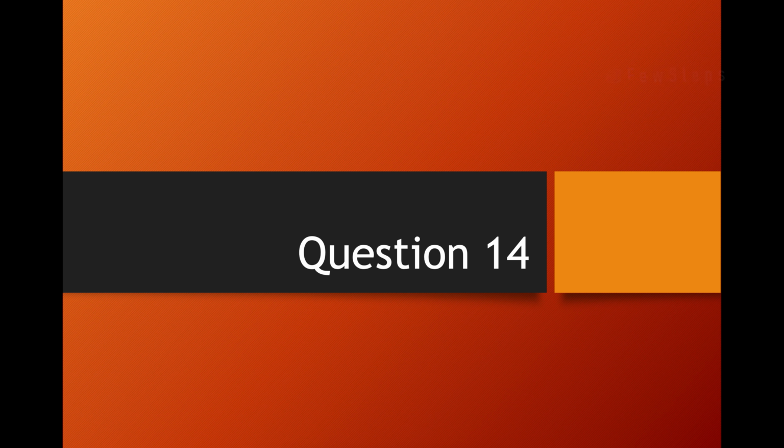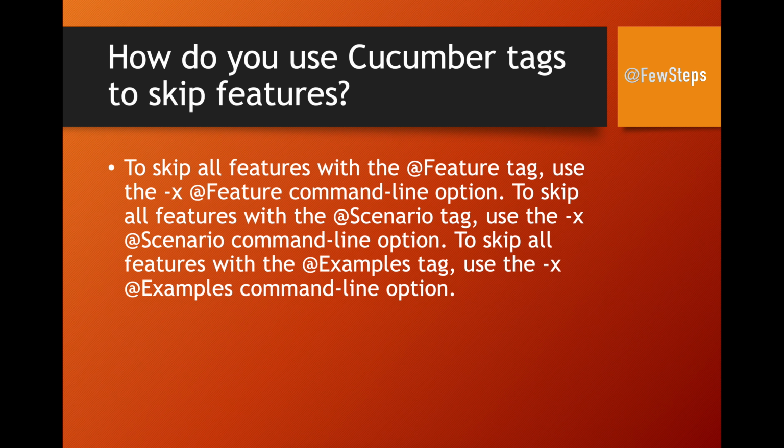Question 14. How do you use Cucumber tags to skip features? To skip all features with the @feature tag, use the -x @feature command line option. To skip all features with the @scenario tag, use the -x @scenario command line option. To skip all features with the @examples tag, use the -x @examples command line option.